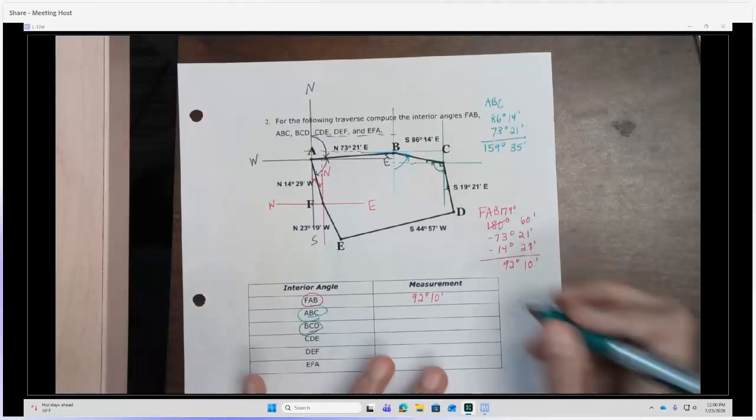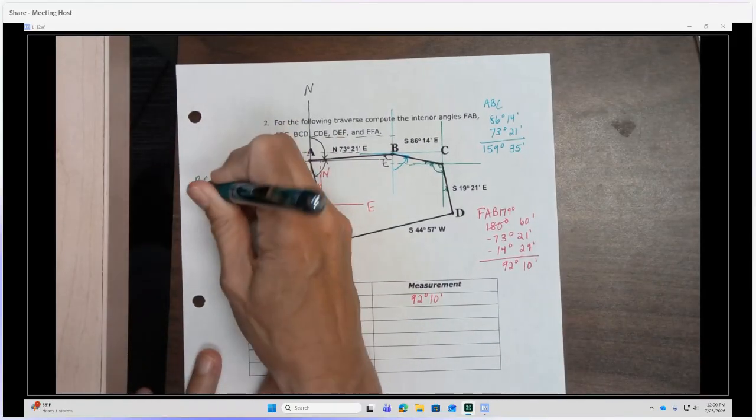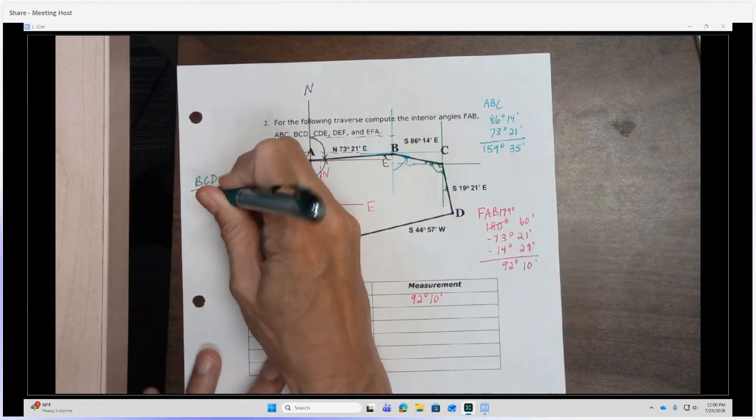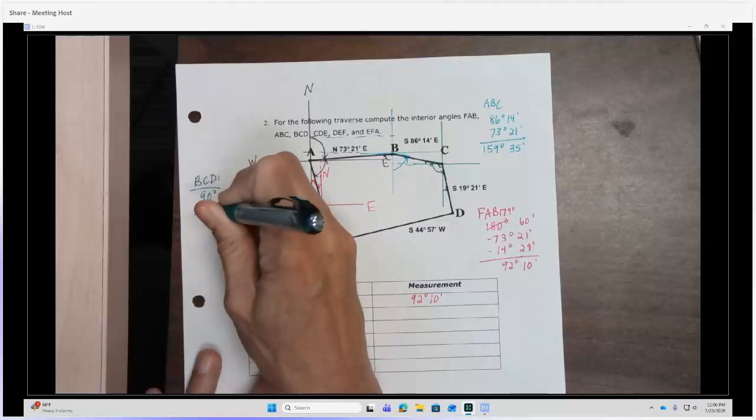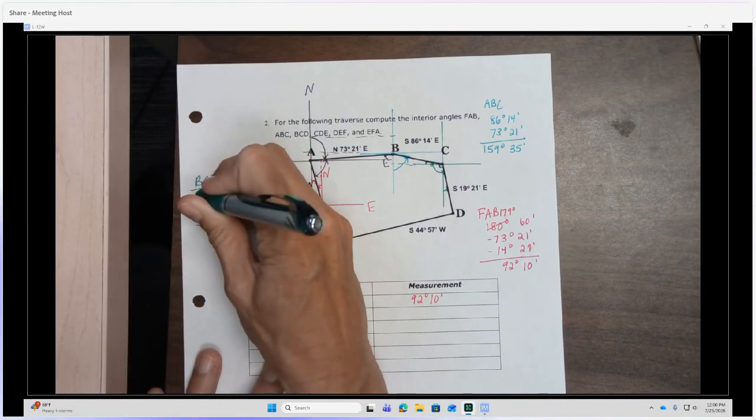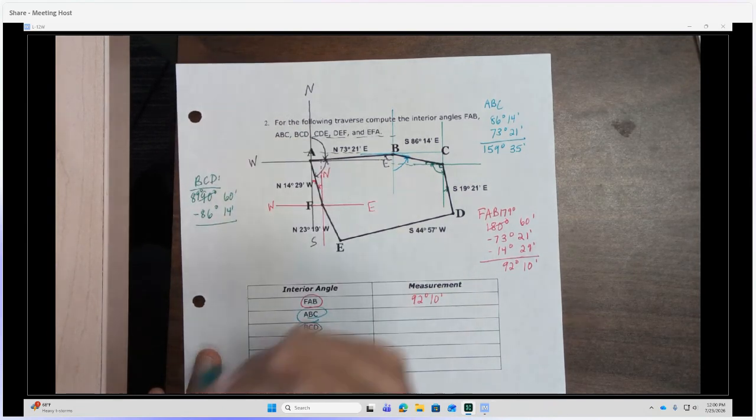So we'll put that together for BCD. I'll put that over here. My first thing I'm going to do is figure out that tiny angle by taking 90 degrees and subtracting 86 degrees 14 minutes from that. So I have to make that 89 degrees, 60 minutes.